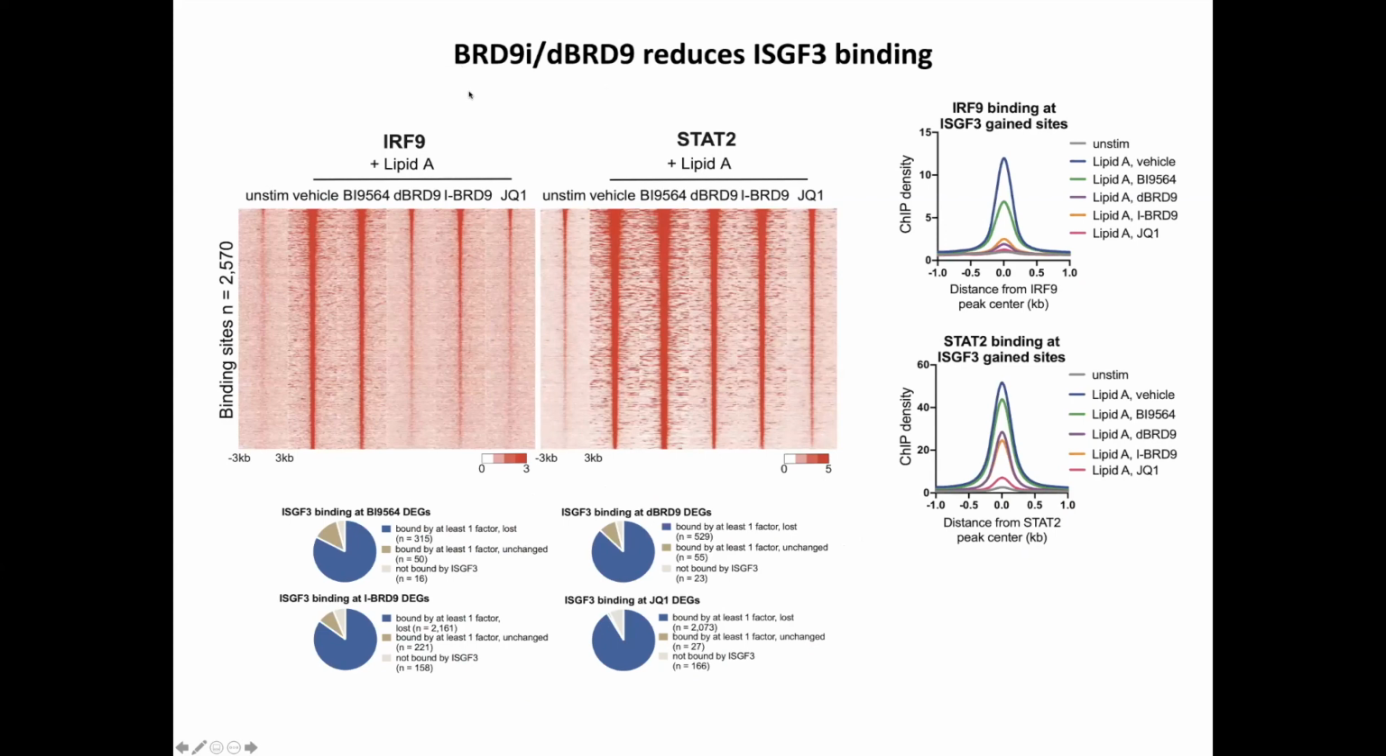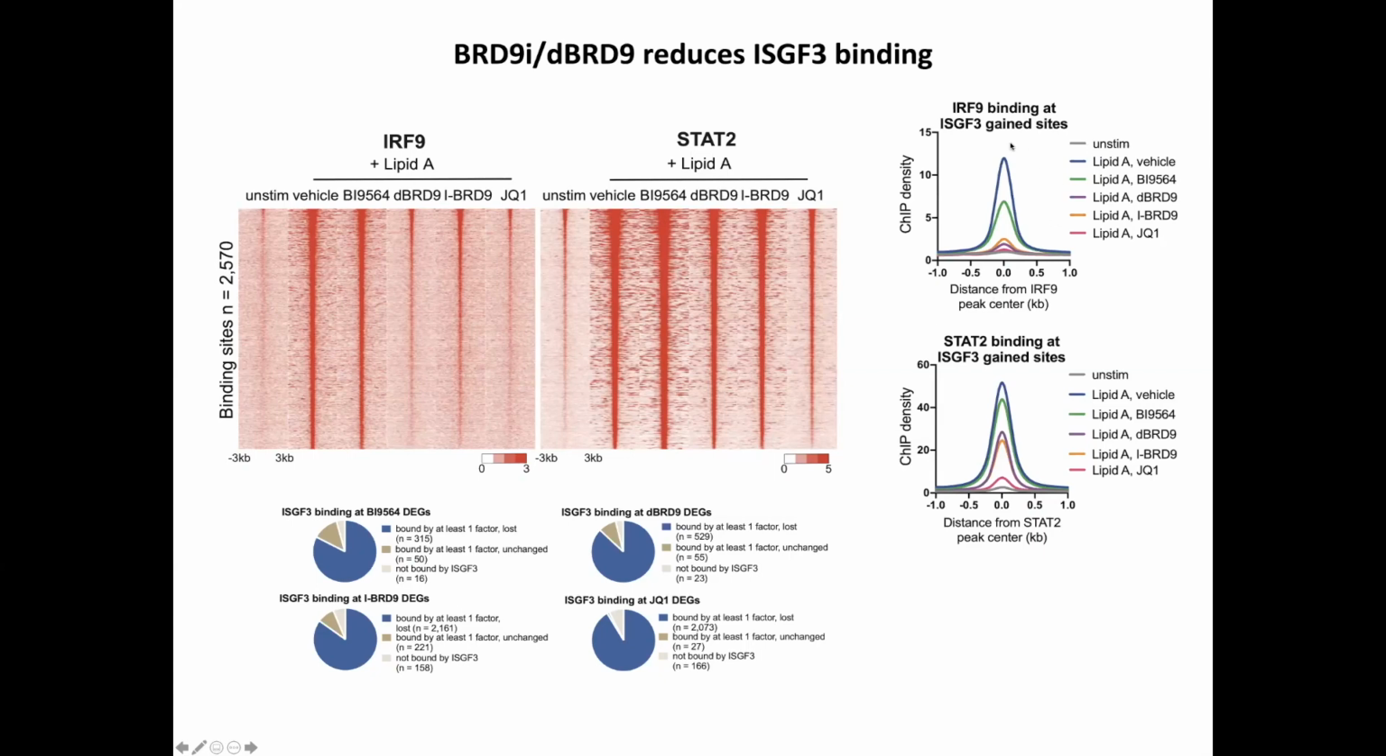And we performed ChIP-seq on IRF9 or STAT2 in unstimulated cells or in response to stimulation, plus or minus treatment with each of these inhibitors. And you can see that both IRF9 and STAT2 have a very robust induction of binding, but that this binding in response to lipid A is generally reduced in the presence of these inhibitors. And again, there is this distinct effect where BI9564 has a relatively limited effect on the binding of these factors, where DBRD9, IBRD9, and JQ1 really lead to almost the complete obliteration of binding of these factors.